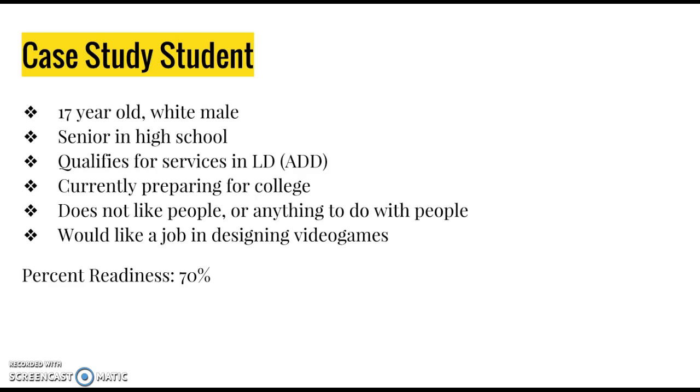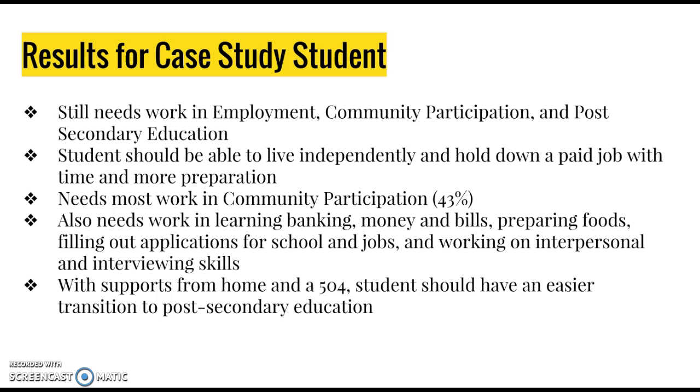And according to his ESTER J, he got 33 out of 47 points total, which is a percentage readiness of about 70%. So he's getting there. So his results, he still definitely needs work in employment, community participation, and post-secondary education. His lowest score was actually in community participation at 43%. With time and preparation and more supports, this student should be perfectly capable of living independently and holding down a paid job.